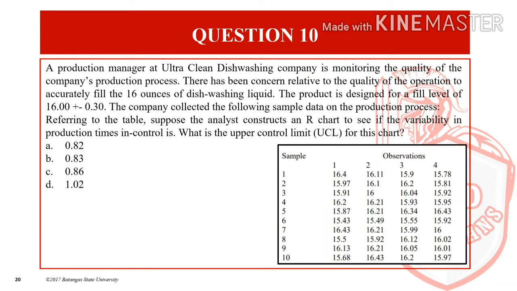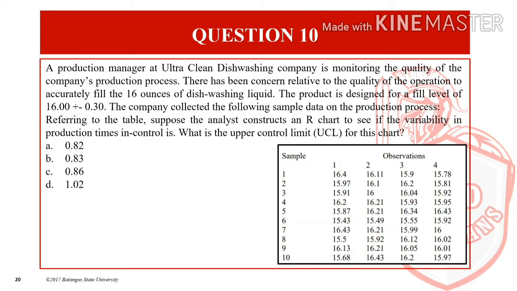Then, proceed tayo sa question number 10. Now, a production manager at Ultra Clean Dishwashing Company is monitoring the quality of the company's production process. There has been concern relative to the quality of the operation to accurately fill the 16 ounces of dishwashing liquid. The product is designed for a fill level of 16.00 plus minus 0.3. Then the company collected the following sample data on the production process.